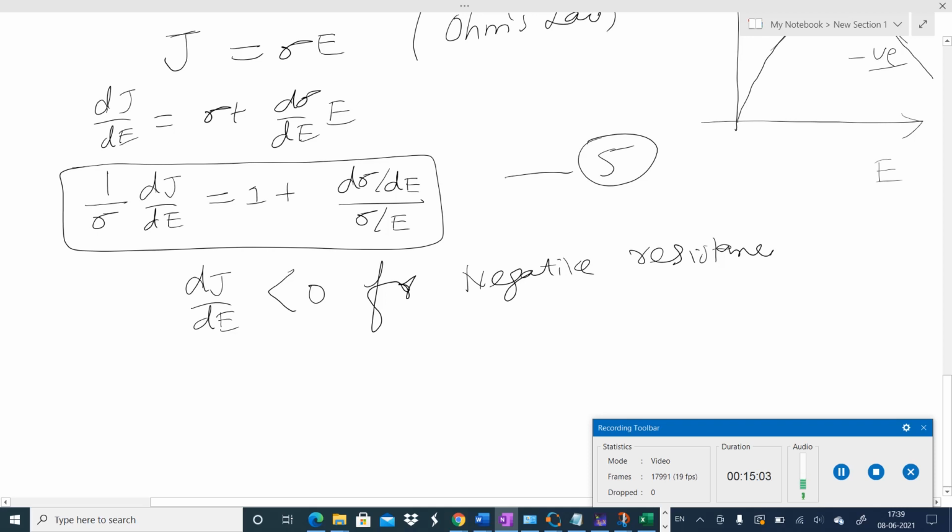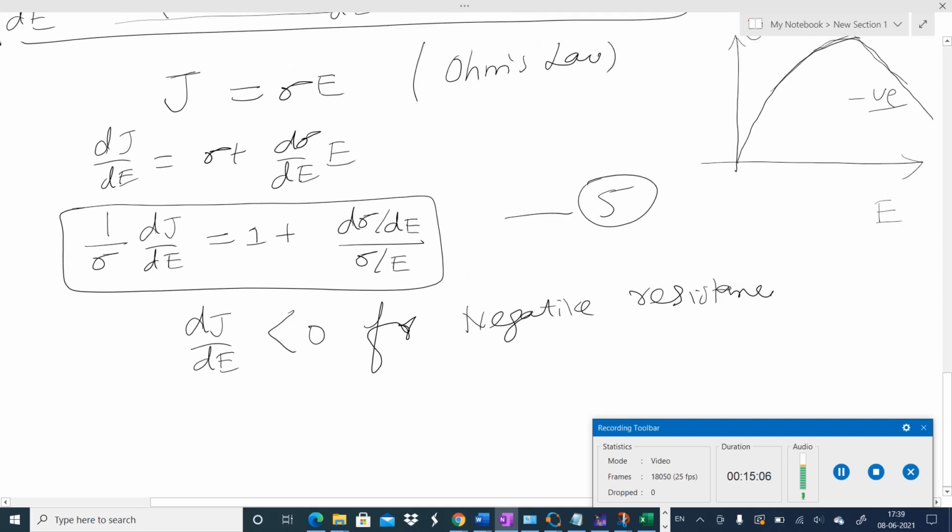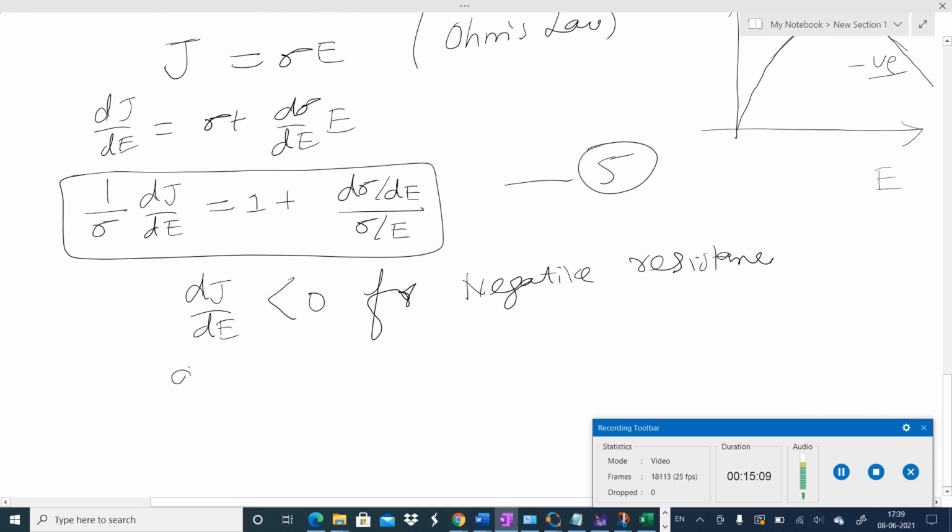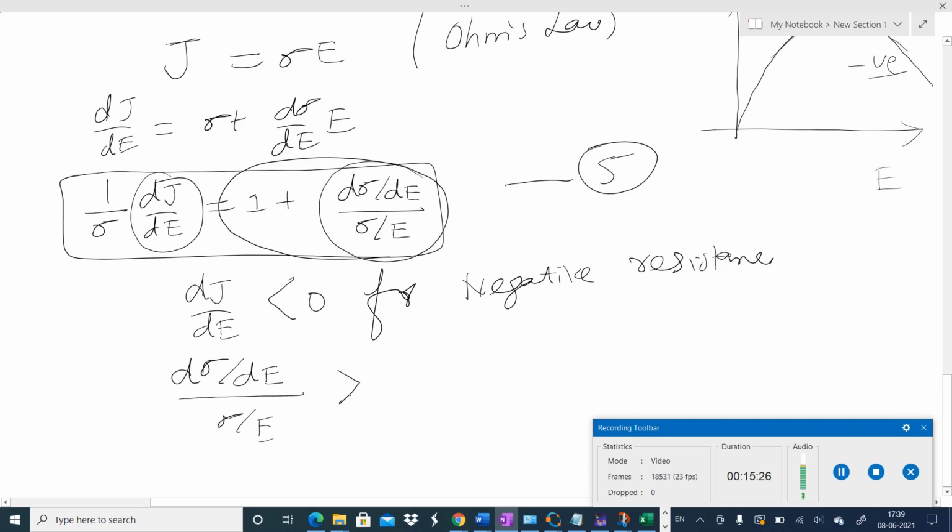So now this can also be written alternatively as dσ/dE. So I need this to be less than 0. So in other words, this quantity should be less than 0. So I can write dσ/dE divided by σ/E should be greater than, no, not greater than, less than minus 1, or in other words I can write minus of this should be greater than 1. Okay, so this is the condition for negative resistance.